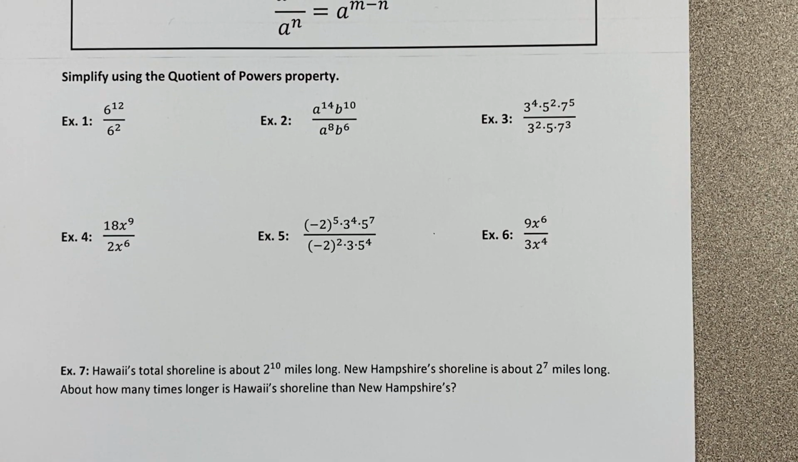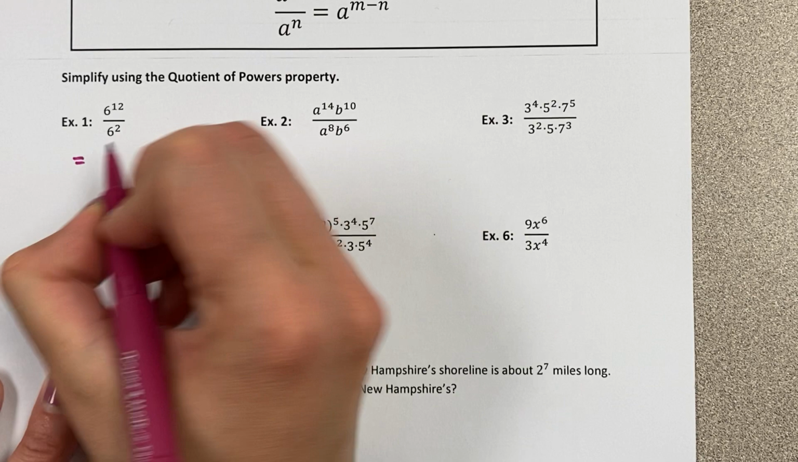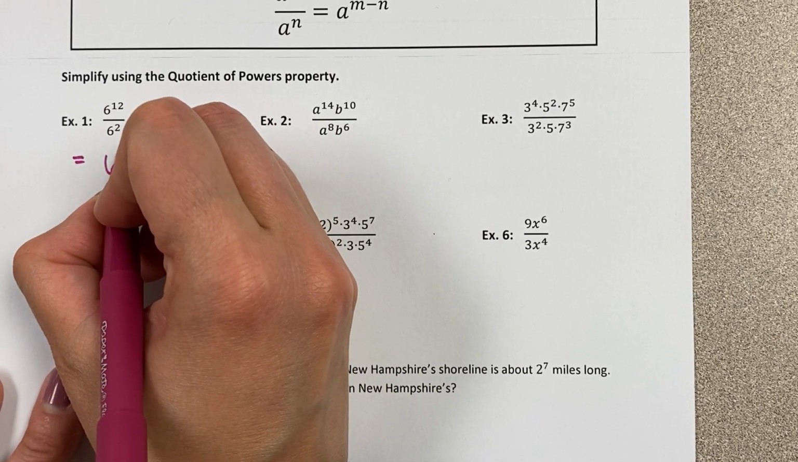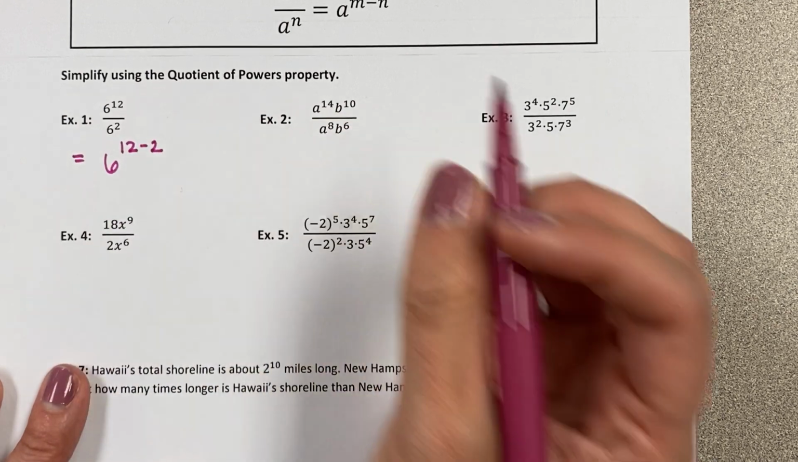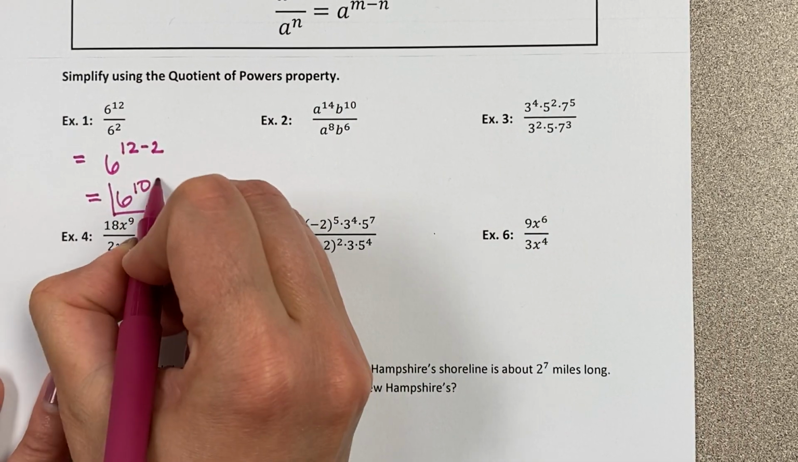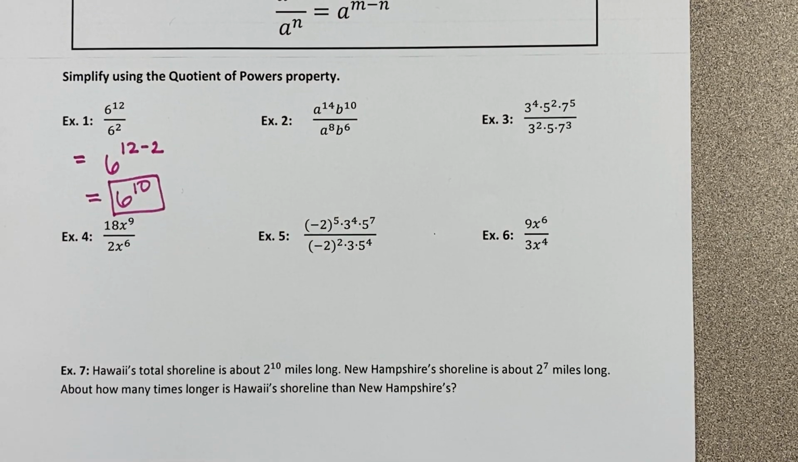So for example 1, we have 6 to the 12th divided by 6 to the 2nd power. So what I'm gonna do, they have the same base, so 6 stays the same, 12 minus 2, which leaves me with 6 to the 10th power, and they want the answer with an exponent.